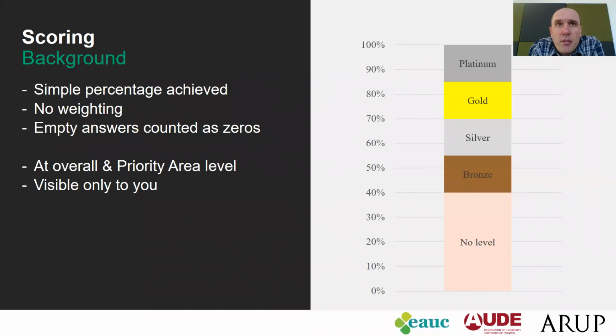Whilst completion of any framework areas or priority areas is optional, your scores will be based on all of the answers. So if you haven't filled in a framework, it will be counted as having zeros for your overall score. And you can see the rating between platinum and bronze at a priority area level and also at overall level, but it is only visible to you. Other institutions can engage with your outputs, but they can only see individual scores.